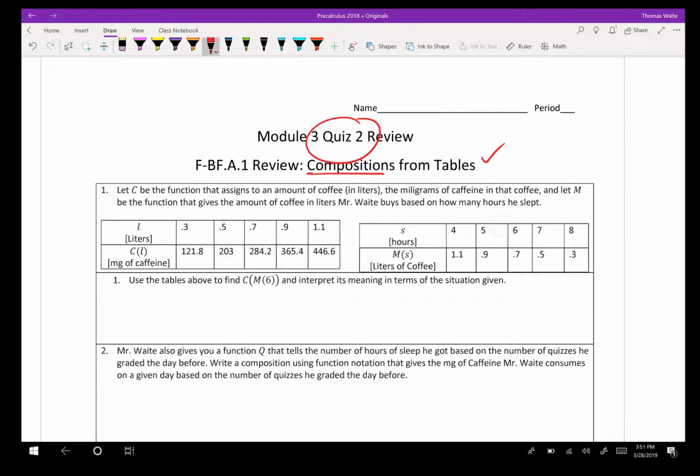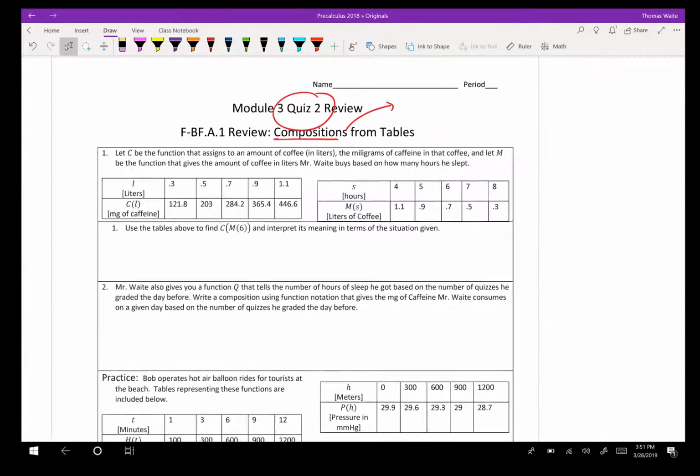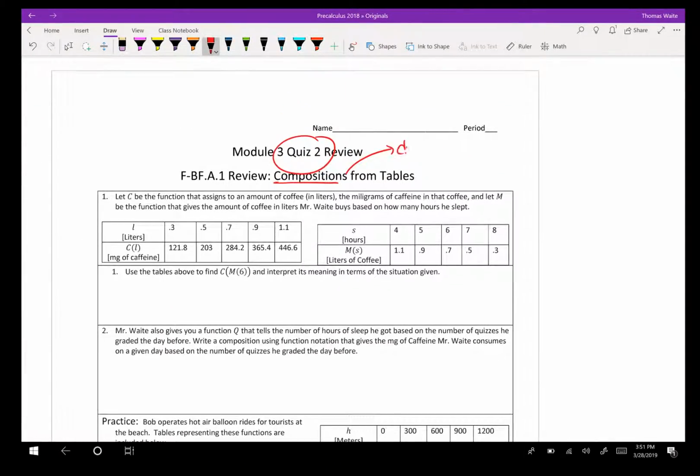So first, let's remind ourselves what a composition is. When I think of compositions, one thing we talked about is that typically you do one function, or follow the instructions for one function, then another. And we've talked about how some are undefined; sometimes it makes sense, sometimes it doesn't. But let's start and see what this is asking us to do.